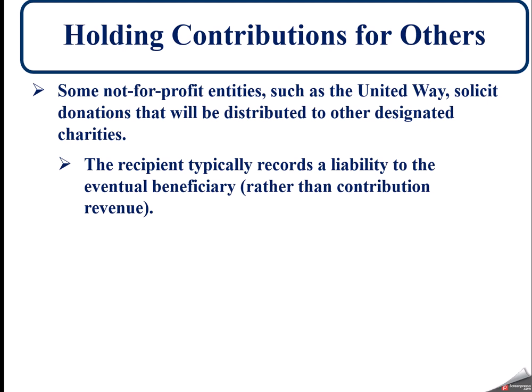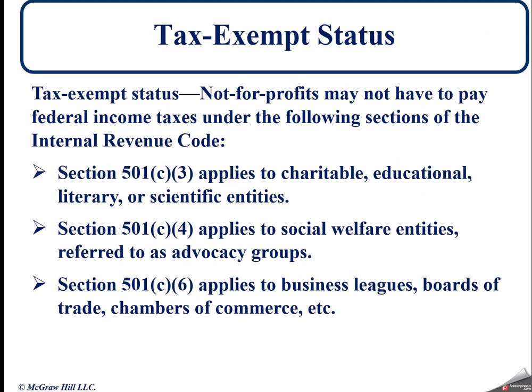Some not-for-profits, like I've already mentioned, the United Way, will solicit the donations, and at least our local United Way does that, and then they'll give it out to the local charities. So they're going to collect the money, but they don't get to use it. So then they're going to show it on their books as a liability until they pay out that organization that I earmarked it to go to.